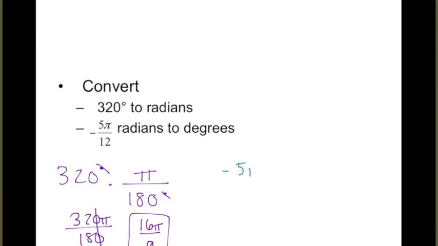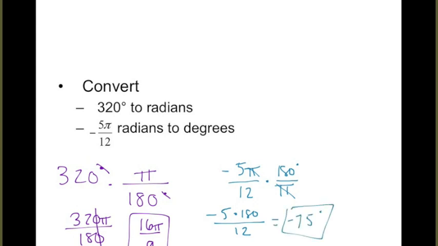For the next one, negative 5 pi over 12 starts with a pi, so I'm going to put the pi on the bottom, which puts the 180 on top. The pi's cancel, and to do our arithmetic, we would do negative 5 times 180 on the top and divide by 12 on the bottom. You can use a calculator on this. I would do negative 5 times 180 and divide that by 12, and we end up with negative 75 degrees.